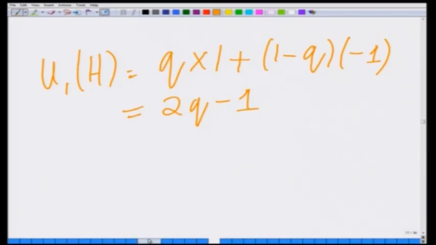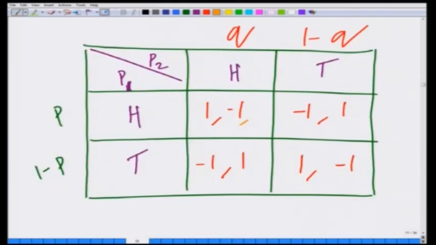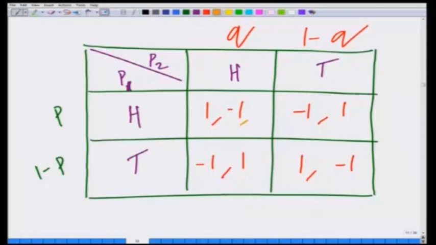All right, let me repeat that argument again. If player 2 is using a mixture q, 1 minus q, that is with probability q he is choosing heads and with probability 1 minus q he is choosing tails, then the average payoff of player 1 for always choosing heads is q times 1 plus 1 minus q times minus 1, which is basically 2q minus 1.